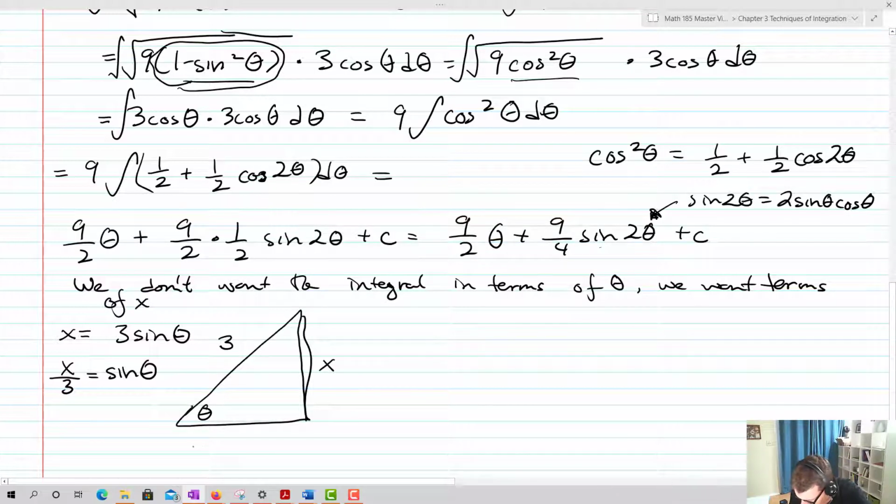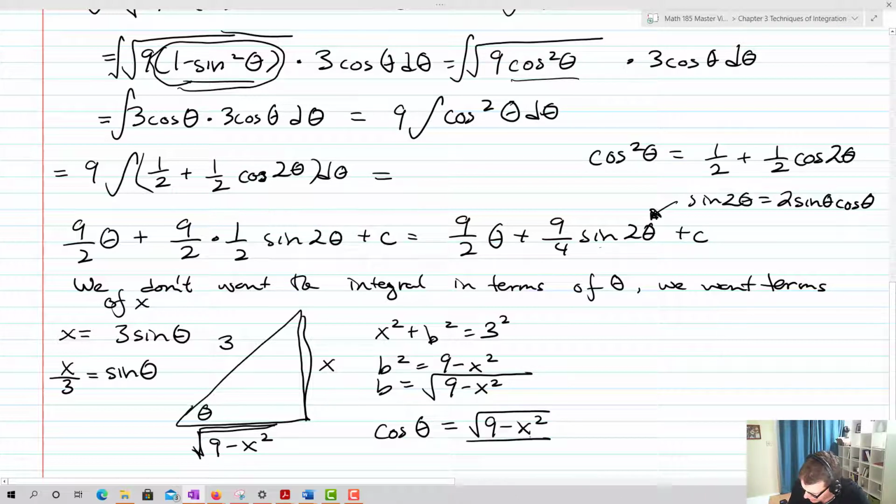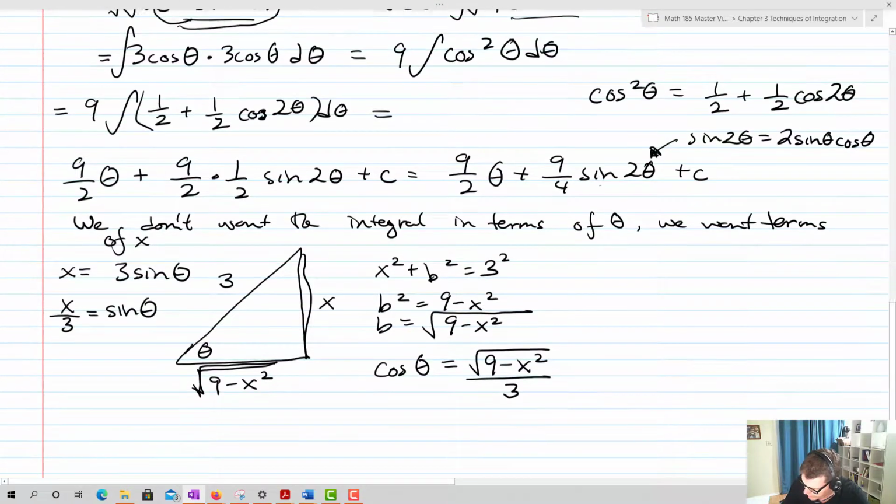And so using the Pythagorean theorem, this bottom term is going to end up being the square root of 9 minus x squared. Kind of nice that way. If you notice, remember that x squared plus, in this case, b squared is going to equal 3 squared, excuse me. So b squared will equal 9 minus x squared. So b, our adjacent side, is going to be the square root of 9 minus x squared. Okay? So that means that cosine theta is going to end up equaling the square root of 9 minus x squared divided by 3.